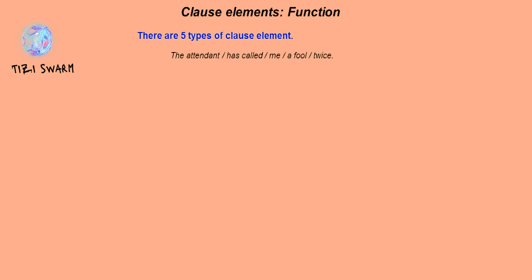Basically, clauses are made up of elements. Okay, and there are 5 types of element. And this example sentence that we've got here contains all 5 of those elements. Okay, so the first element is the subject. And the job of the subject is to tell us what the theme or the topic of the clause is. So it tells us who or what is doing or is happening.